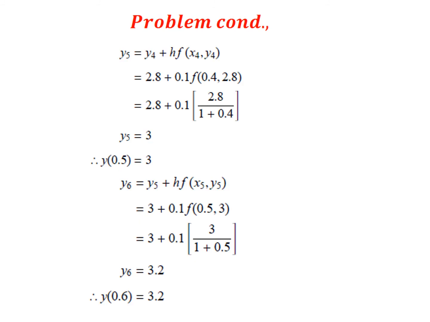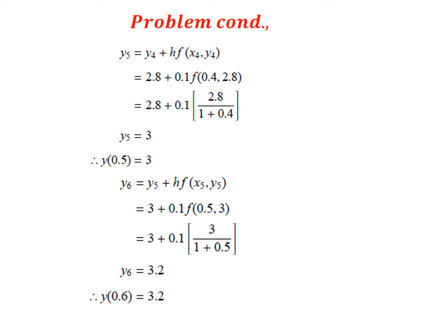Now y5. Y5 formula is y4 plus h into f of x4 comma y4. Now I am replacing y4 and x4 values. I am finding this f function value from the given problem f of x comma y. So I'm replacing y is equal to 2.8 and x is equal to 0.4. I'll get this value and simplify this particular one, 2.8 plus 0.1 into 2.8 by 1 plus 0.4. I will get y5 is equal to 3. So y5 means y of 0.5.